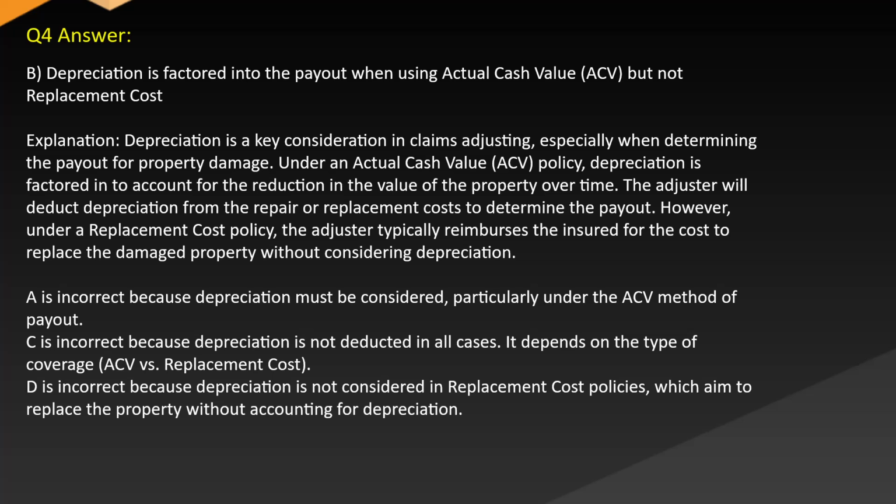Explanation. Depreciation is a key consideration in claims adjusting, especially when determining the payout for property damage. Under an actual cash value (ACV) policy, depreciation is factored in to account for the reduction in the value of the property over time. The adjuster will deduct depreciation from the repair or replacement costs to determine the payout. However, under a replacement cost policy, the adjuster typically reimburses the insured for the cost to replace the damaged property without considering depreciation. A is incorrect because depreciation must be considered, particularly under the ACV method of payout.